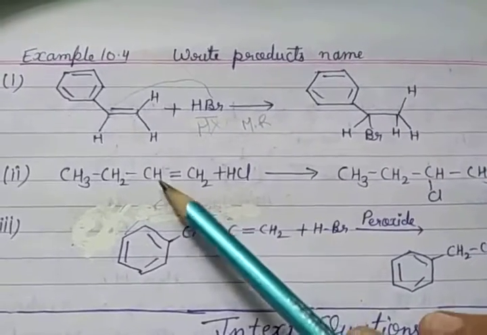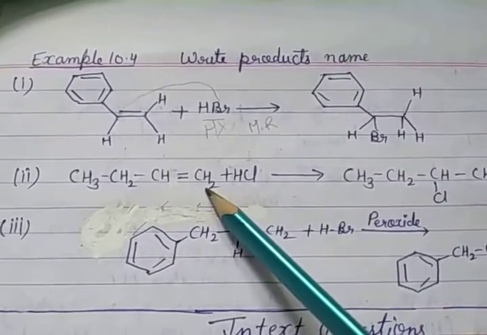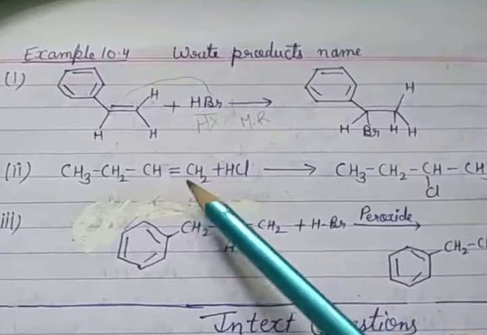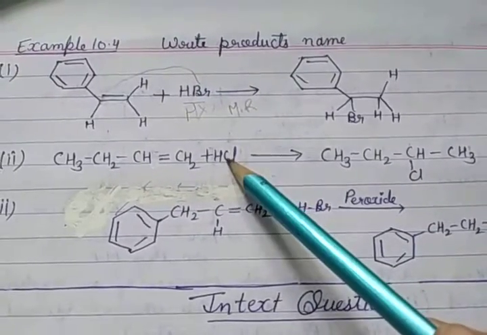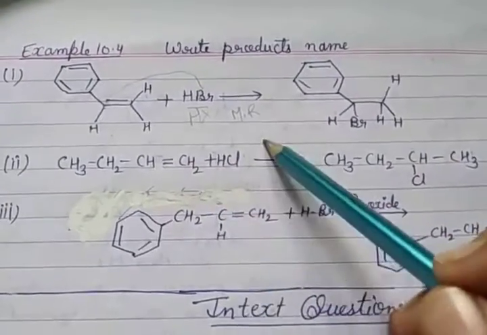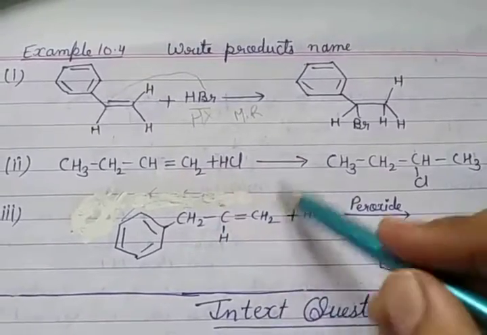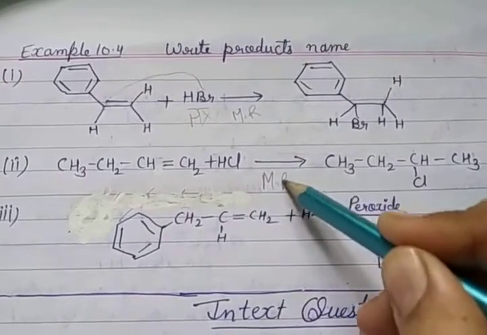The second reaction is CH3CH2CH=CH2, but-1-ene, reacting with HCl. Here Cl attaches, and without catalyst, the Markovnikov rule is followed.